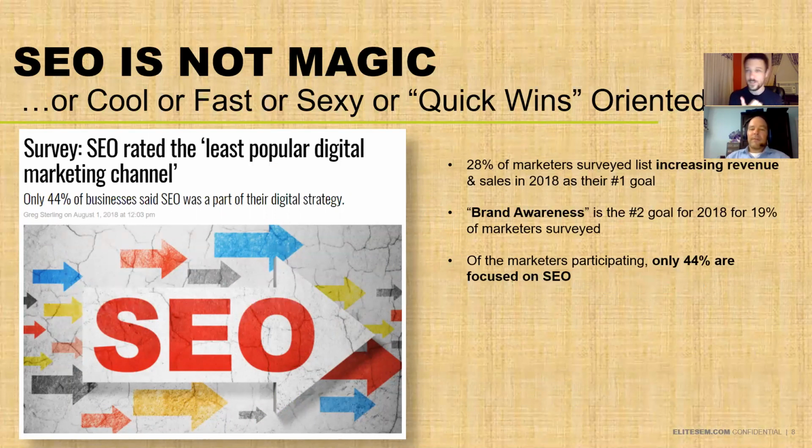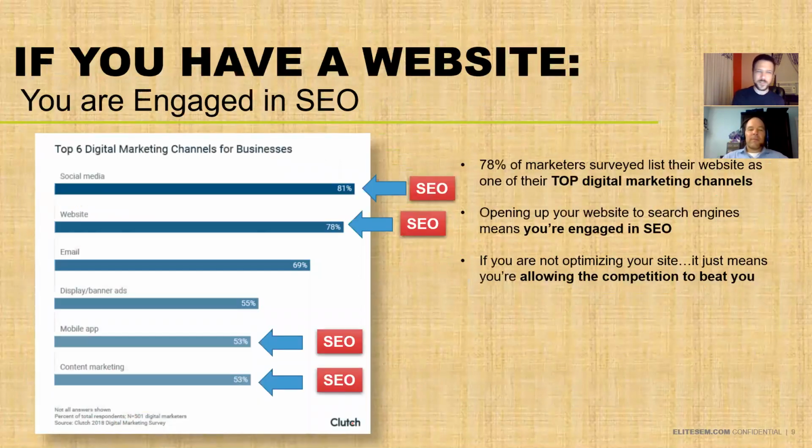So what do you want? You want more transactions and money in the door, and you want more people to know about your brand and be able to recall it enough to find it online. Then I looked at their priorities from this survey, which shocked me: social media, the website, a mobile app, content marketing. These are all things that have SEO implications.